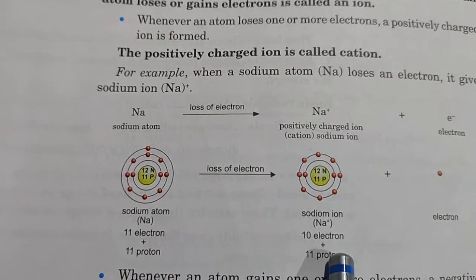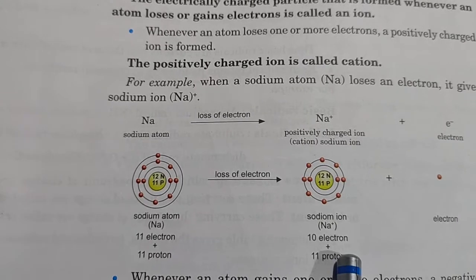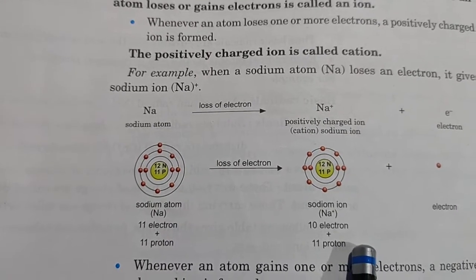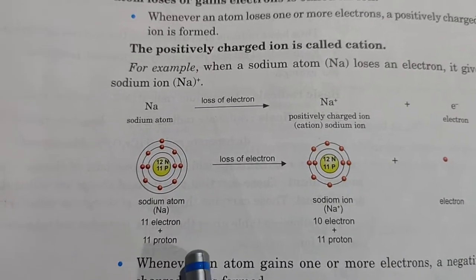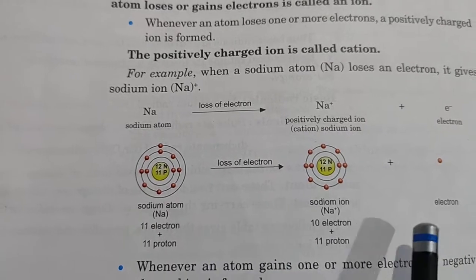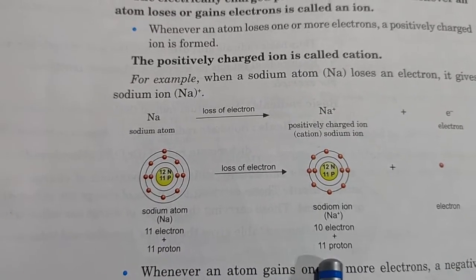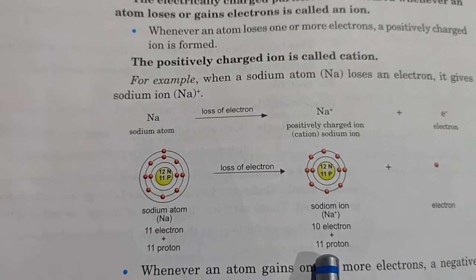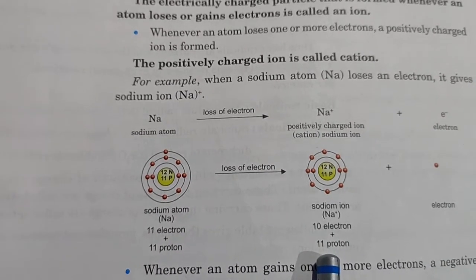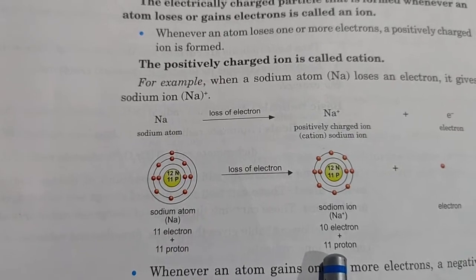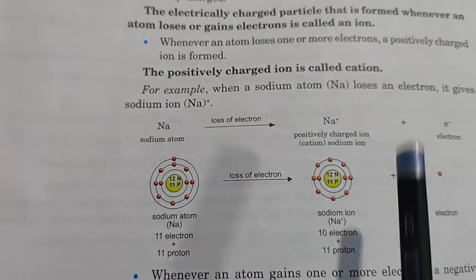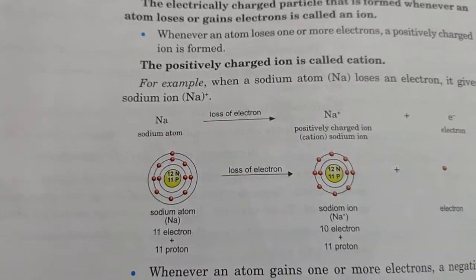So now you tell me, if the question comes that atoms in which the number of electrons is not equal to the number of protons, as you can see here, the number of electrons is not equal to the number of protons, then that atom is an ion, whether it is positive charge or negative charge.